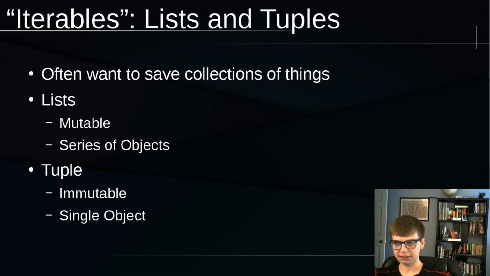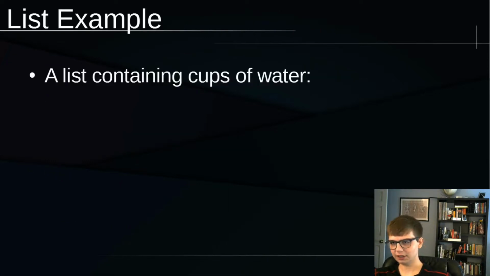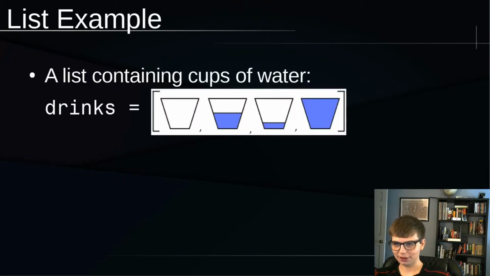So I'll give an example that will kind of demonstrate this. So we're going to create a list containing cups of water. So here's a visual representation of our drinks. We're going to say drinks equals, and then we use these brackets here. And this drink's empty, this one's about half full, about a quarter full, and this one's all the way full. The geometry is not going to add up on that. I'm just trying to show these are in cups. Just look at the water level. I'm not an artist.